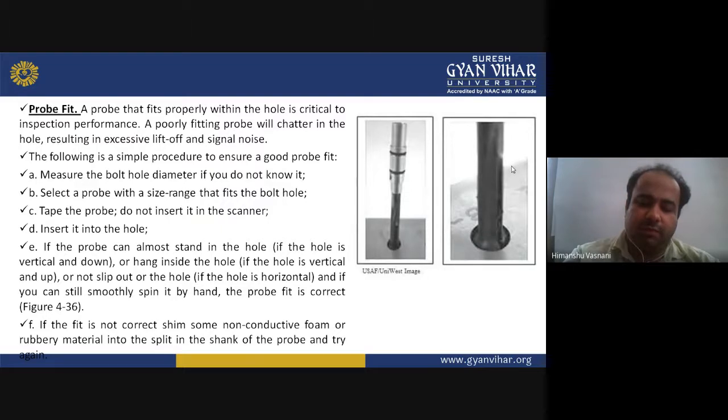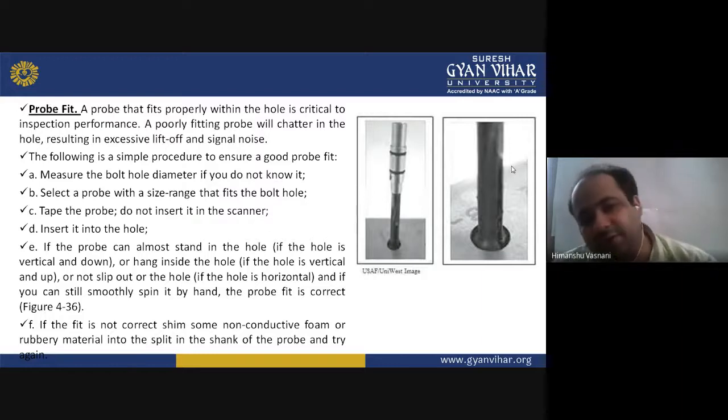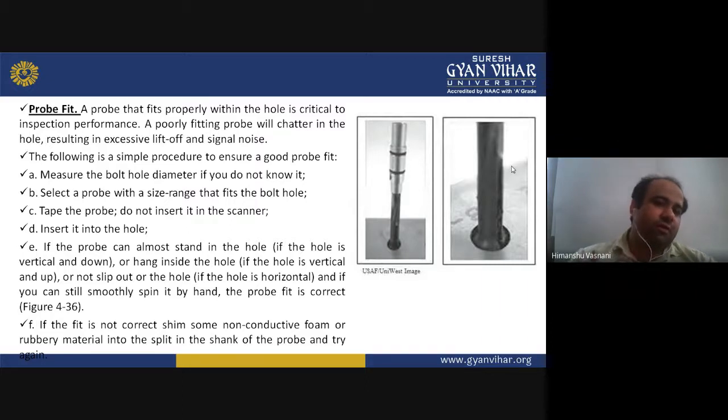Now the probe fit is also very important. A probe that fits properly within the hole is critical to inspection performance, obviously. A poorly fitted probe will chatter in the hole, resulting in excessive liftoff and signal noise. So the probe should be properly fitted within the hole if you want a good inspection.